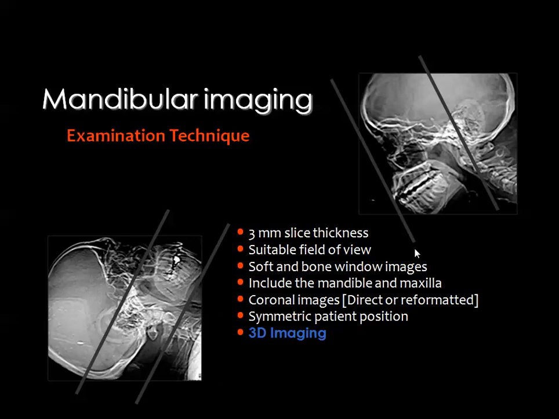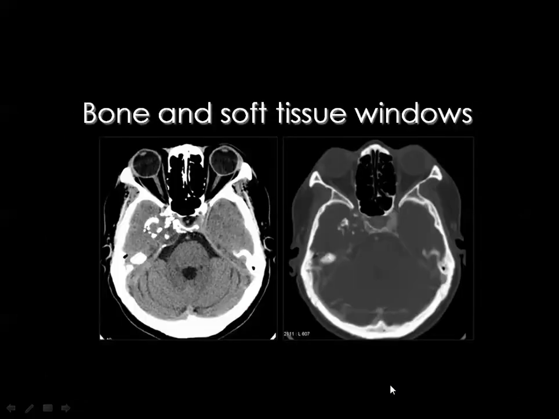The sections are obtained in the range of 3 millimeter slice intervals, and we should have the soft tissue and bone window images. We may need to inject contrast material sometimes, and we should ensure in every head and neck study a symmetric patient position to facilitate interpretation of the images. And whenever we have the multi-detector machines, we can obtain the 3D images for the mandible and the zygoma, the alveolar margin as well.